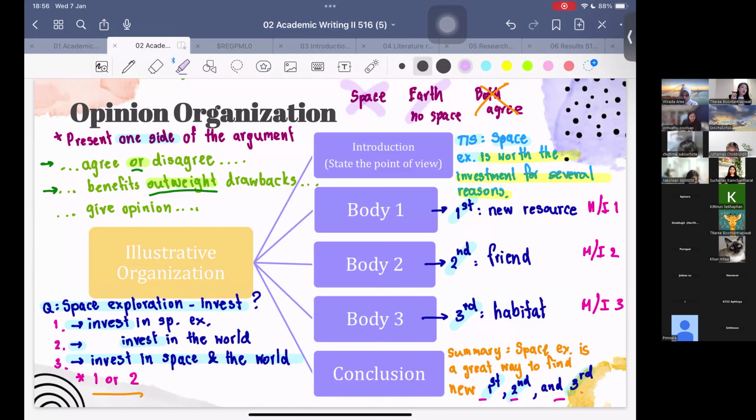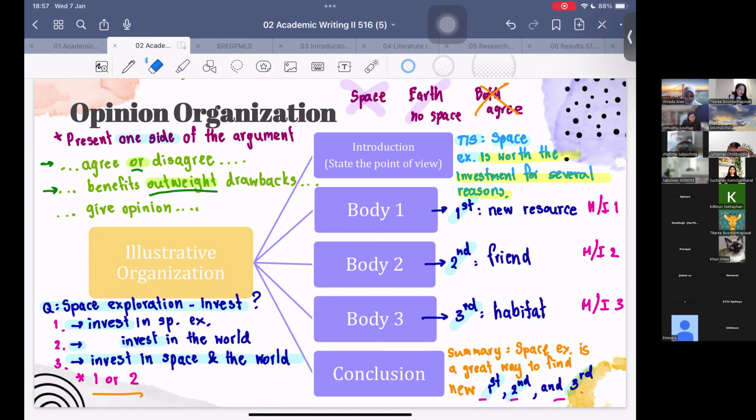And for the introduction, I just provide the thesis statement for you to see as an example. So I say space exploration, SpaceX, that would be the topic, is worth the investment for several reasons. So that would be my indirect thesis statement. And for the conclusion, I just do a quick summary for you: space exploration is a great way to find new resource, new friends, and new habitat. So a quick summary for that.